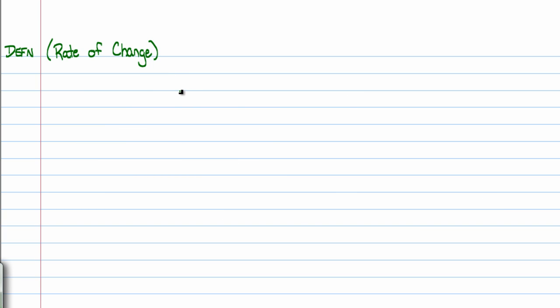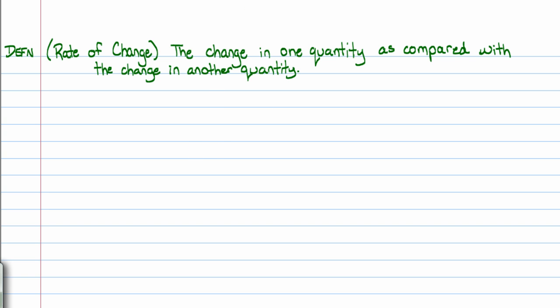Now, before I begin actually doing examples, I'd like to define something really quickly. A rate of change. Rate of change is something that you'll hear quite a bit in mathematics and also in physics, actually. And it really discusses the change in one quantity versus the change in another quantity. So, a couple brief examples here.